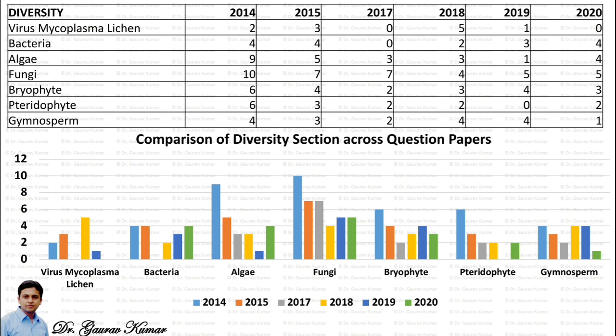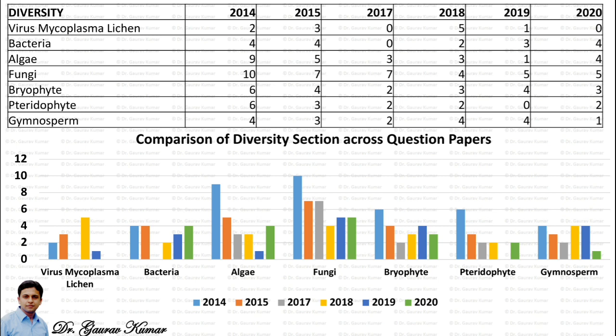And if you just analyze the whole diversity section, you will find that from 2014 to 20, just see in the table also, or you can see in the graph, there were some questions on virus, mycoplasma, and lichen. On lichen, they are always asking a very basic question, on pollution indicator as lichen, or lichen as a source of iodine or something like that. Like economic importance of lichen, they are asking. Mycoplasma, rarely there is a question, but from virus they are always asking about the phytopathology.